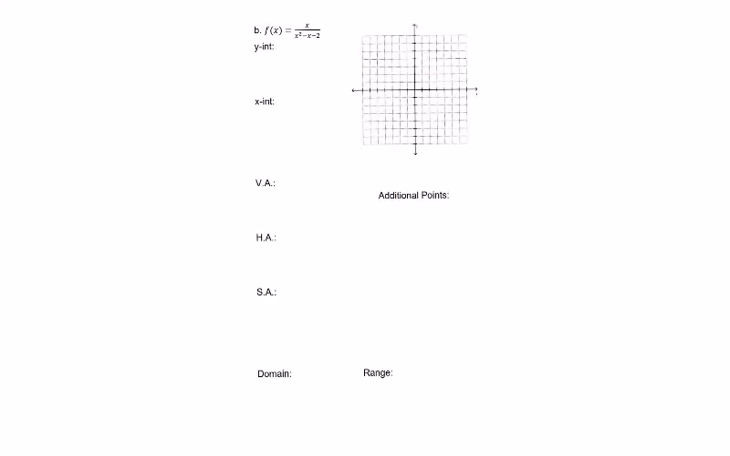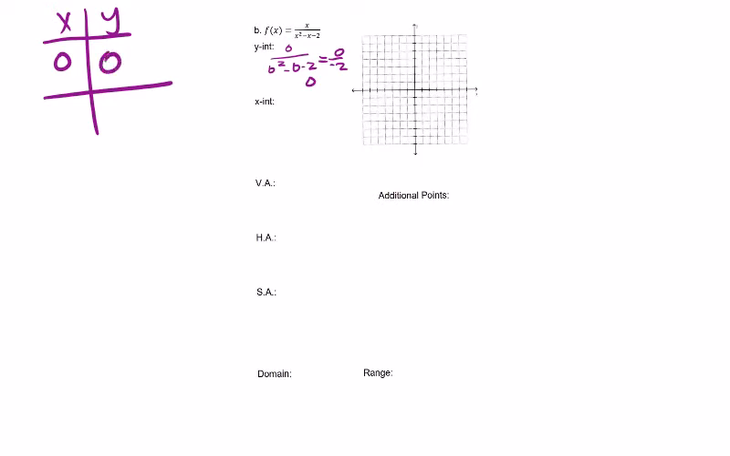All right, so here is our second example. We're going to graph x over x squared minus x minus 2. So y-intercept again. We're going to have x and y. To find the y-intercept, we're going to put in a 0 for x. If we put in a 0 for x, we're going to get 0 over 0 squared minus 0 minus 2, which gets us 0 over negative 2, which is 0. So that means our y-intercept is at 0, 0.